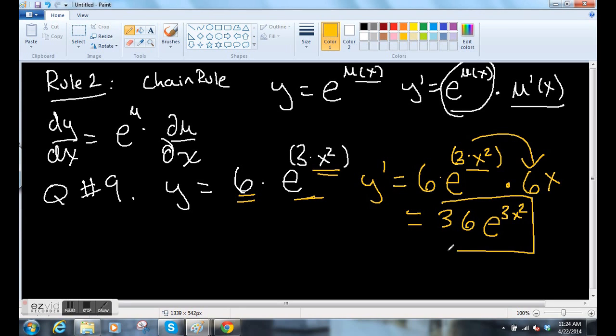You have to be a little bit careful when you're writing so that I can tell where the exponents are. So don't just write 36e3x squared. Don't do that.